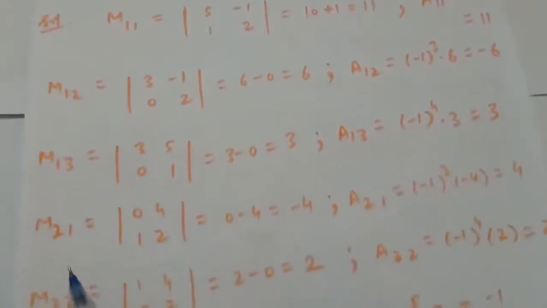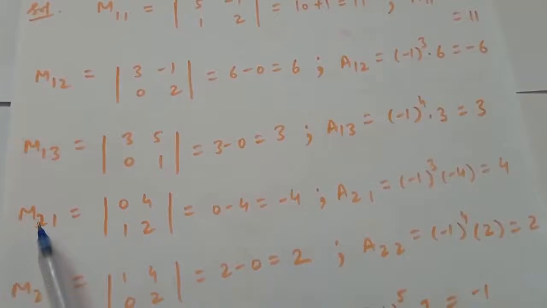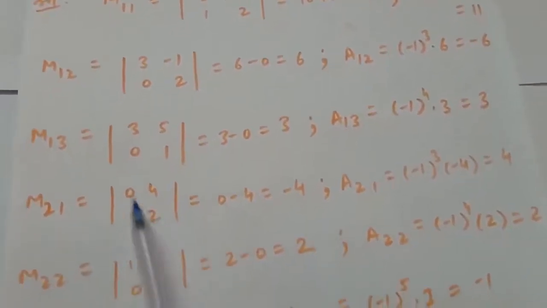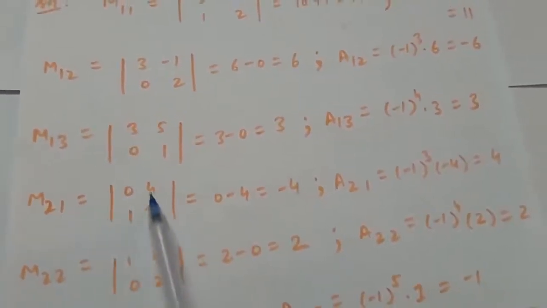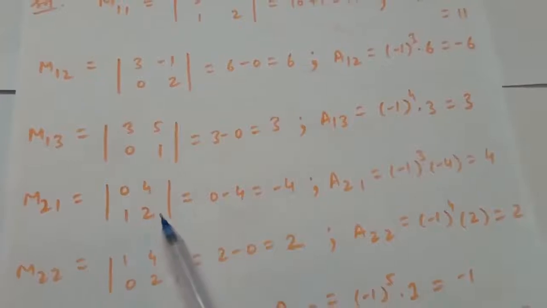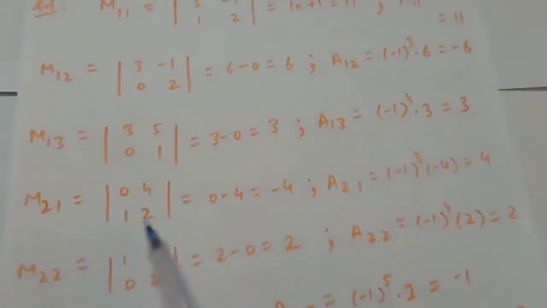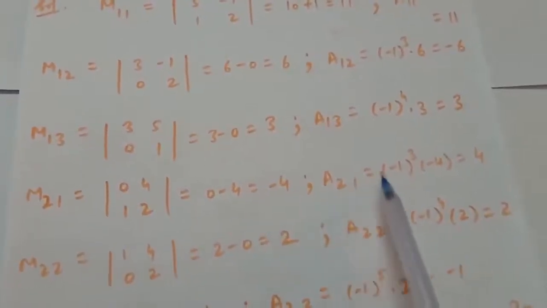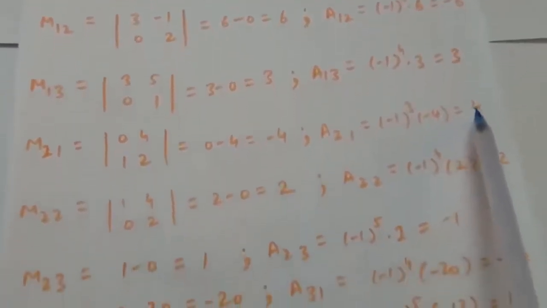Now minor of the element A21, that is M21, which is equal to the determinant which you will get after deleting second row and first column, which will be this. Now value of this determinant will be 0 minus 4 equal to minus 4, and cofactor will be minus 1 raised to the power 3 into the minor, that is minus 4. So the answer will be 4.